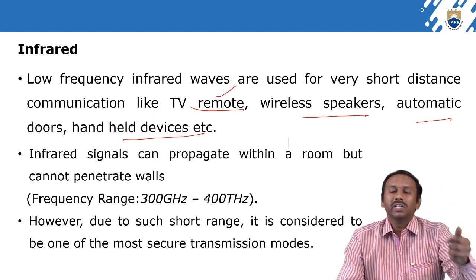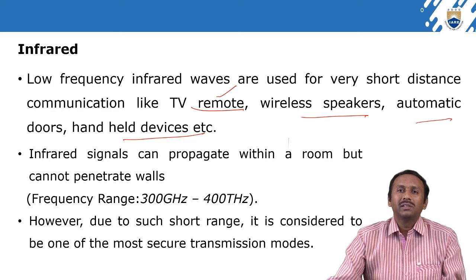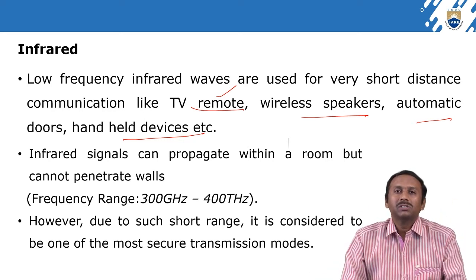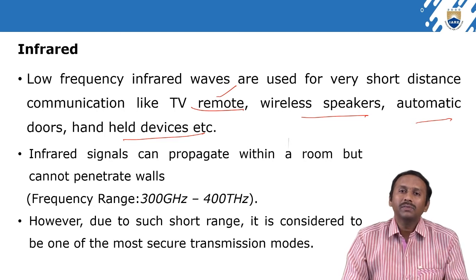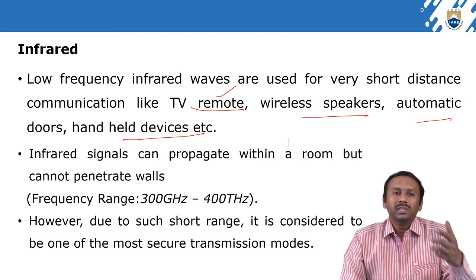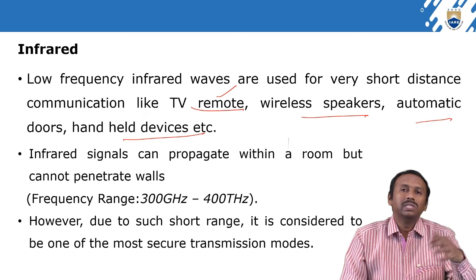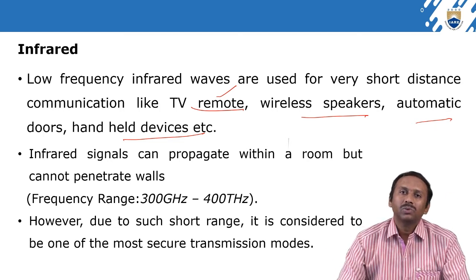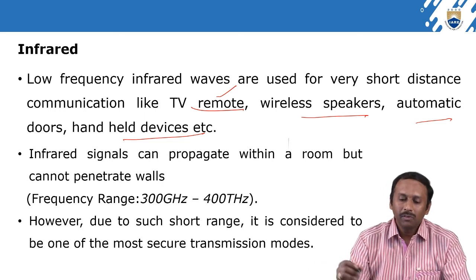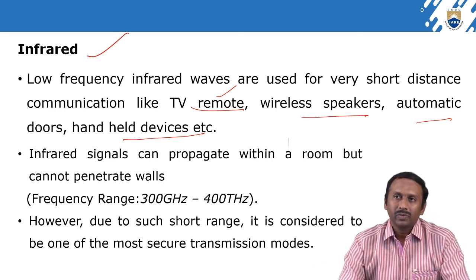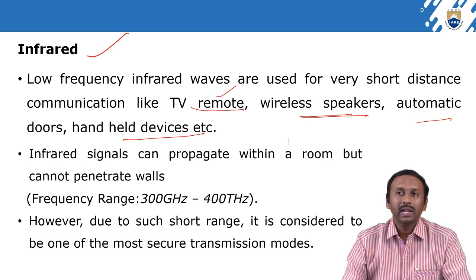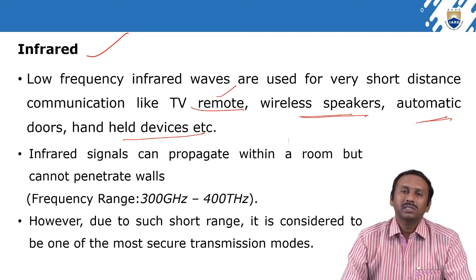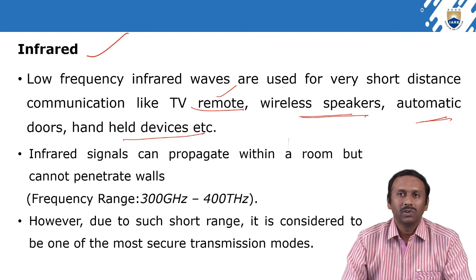We have a TV and a remote, and there is no dedicated path from the TV to the remote. Just with the help of infrared waves, we can increase or decrease the volume and change the program. We have multiple options in the TV now, and we can do all these things with the remote using infrared waves only, right? Even wireless speakers and automatic doors all work with the help of infrared waves.